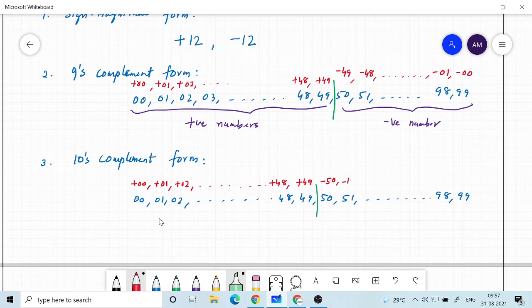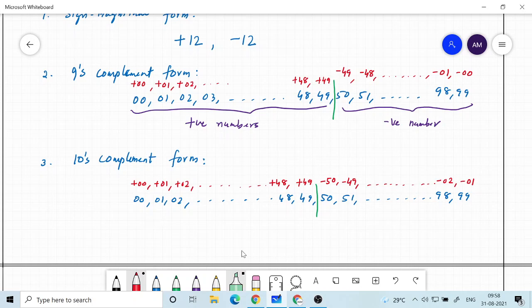Okay, and this is minus 49, and then it continues. So if you go like this, this is going to be minus 2 and minus 1. Okay, so there is a difference by 1. So earlier it was 49, 48, minus 49, minus 48 like that. So now it is minus 50, minus 49, etc. And since there are only 50 combinations here, or 50 cases here, so from minus 50 to minus 1.